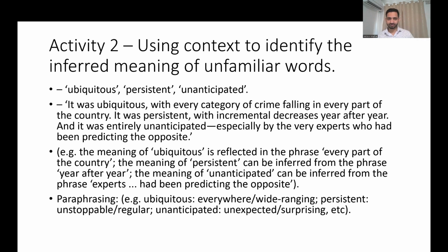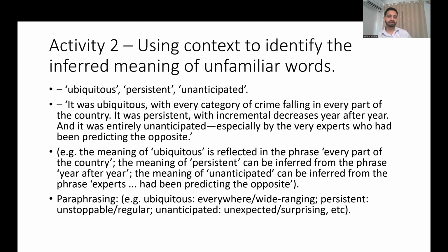The meaning of persistent, for example, can be inferred from the phrase year after year. Persistent means year after year. That means it's consistent, so persistent can also be consistently falling. That's how I'm going to think of the meaning of persistent. The meaning of unanticipated can be inferred from the phrase experts have been predicting the opposite. If they have been predicting the opposite, that means it was not predicted. It is unanticipated, something that they did not predict. That should be the meaning of this word.